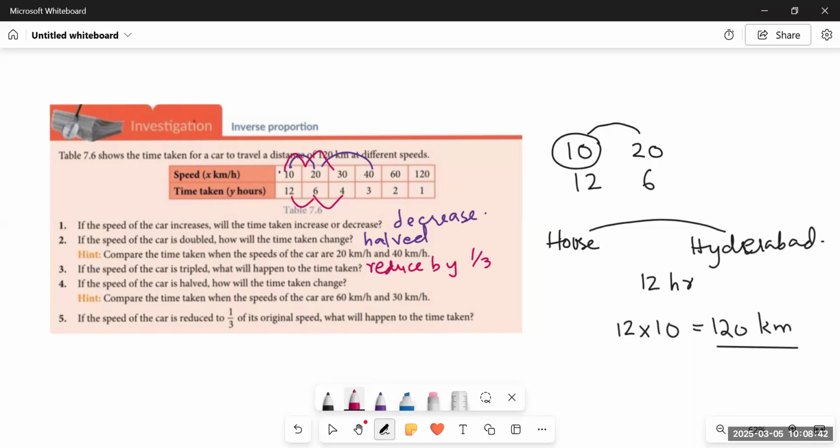If the speed of the car is halved, how will the time taken change? The time taken will be doubled.